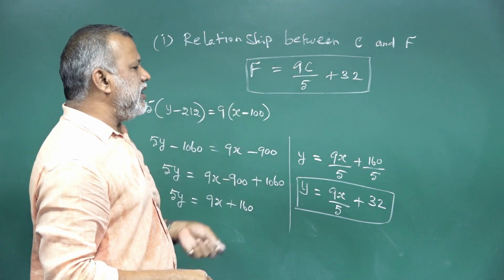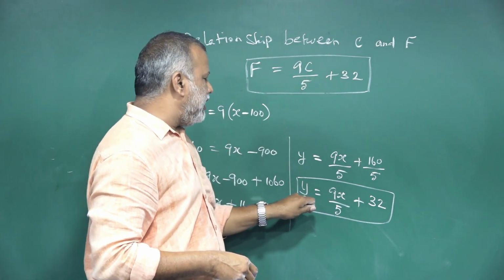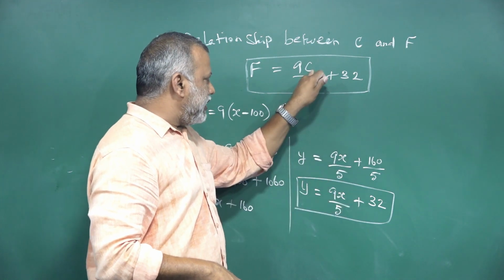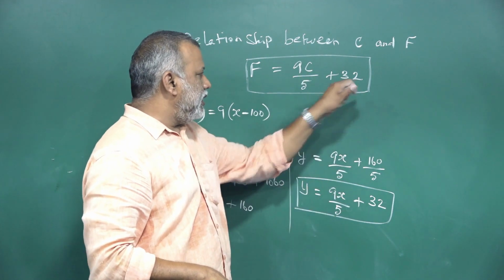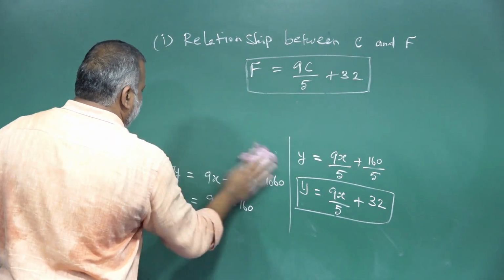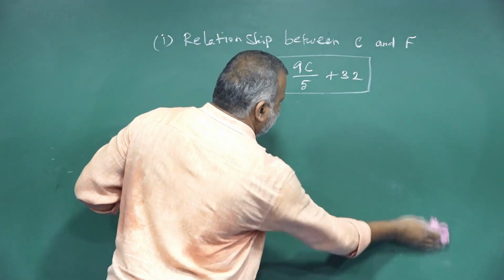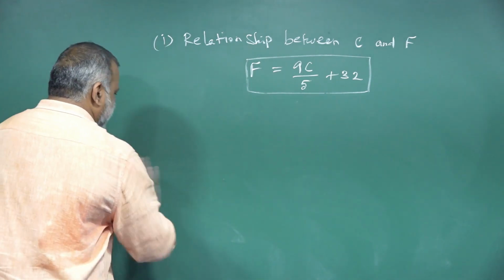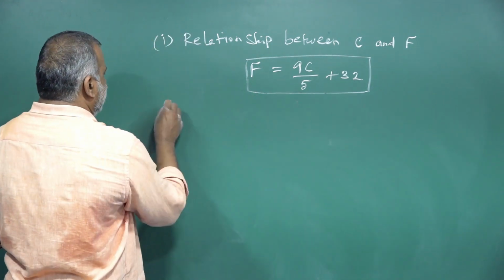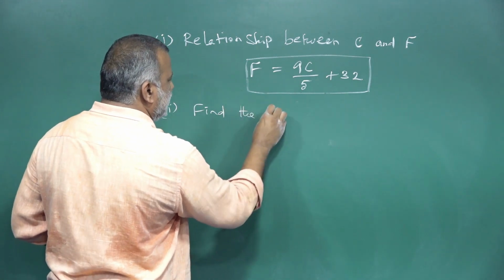This is one of the results we are able to get. F equals 9C divided by 5. See here, Y is replaced by Fahrenheit, X is replaced by centigrade. So 9C divided by 5, then 32 we are able to get. This is the relationship between F and C. As per your question, you are converting this one, that's all. Then see question number 2. Find the value of C. Question number 2 is find the value of C.